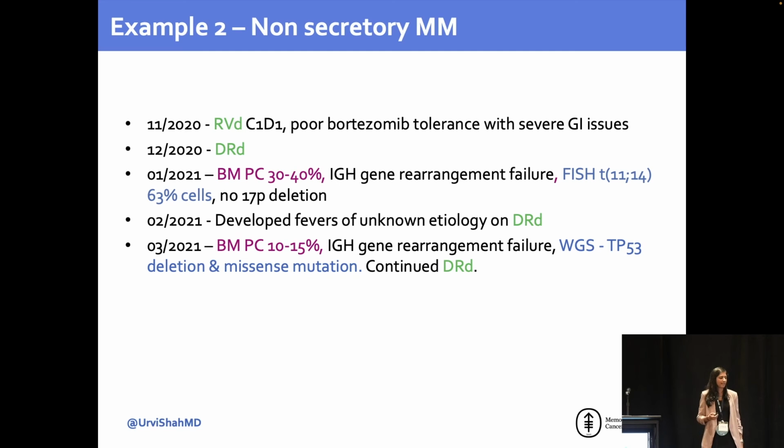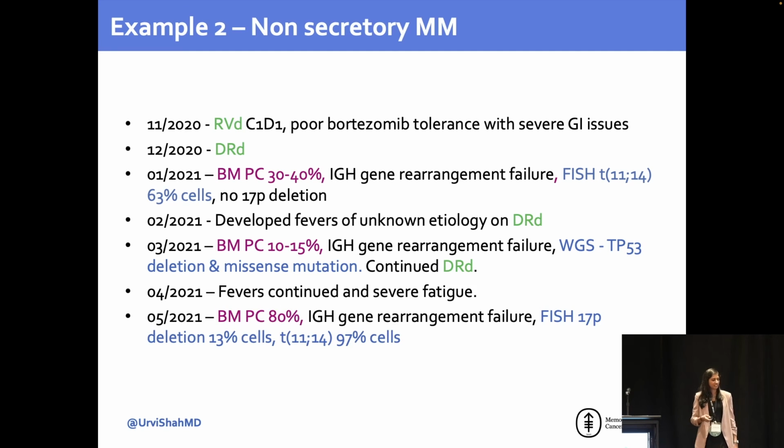They're responding. However, at that time, on genome sequencing, we saw a P53 mutation. However, the fevers continued. There was severe fatigue. So we repeated a bone marrow again because we didn't know what was going on. And this bone marrow actually had 80%.